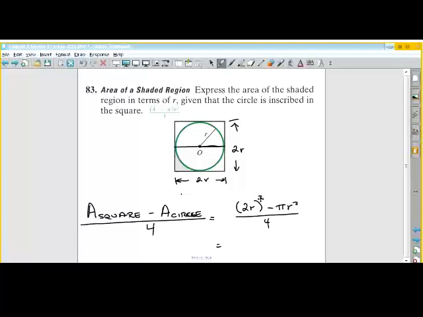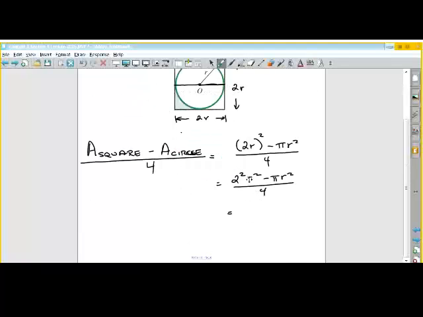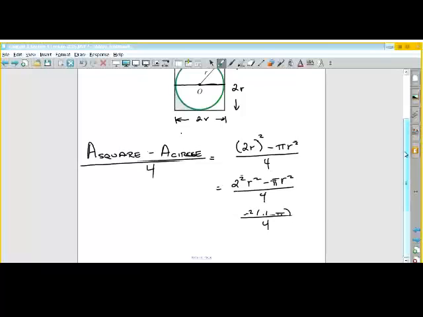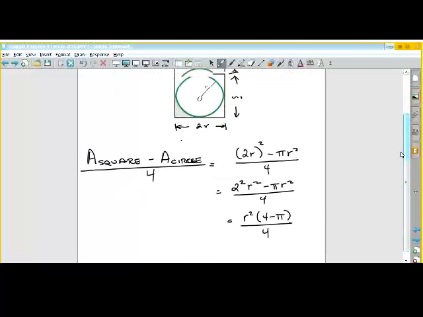And you can see that if I multiply this out, when I square something and the two terms are multiplied by each other, you square this term and you square that term. So I'm going to have 2 squared times r squared minus pi times r squared, divided by 4. And then finally, I can factor out r squared. And I can square 2, so I get r squared times (4 minus pi) divided by 4, which is the answer that they give up there.